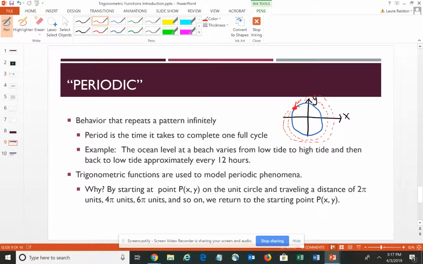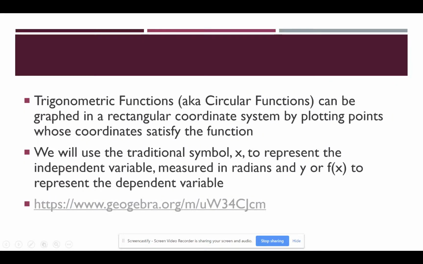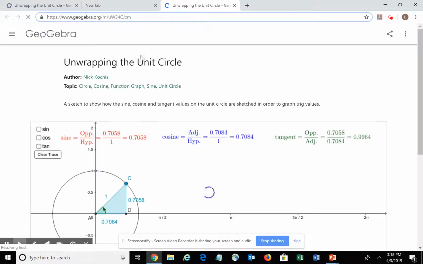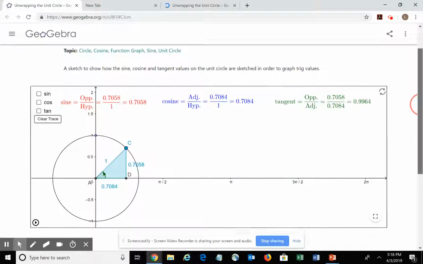So, in a sense, when we start thinking about graphs within the 2 dimensions of the coordinate plane, where we can actually graph trigonometric functions on our coordinate plane in 2 dimensions, we use the traditional symbol x. Actually, what we're doing is we're unwrapping that unit circle. So I have a neat little video here that I've inserted the link to that will actually show you that. It'll show us that idea of unwrapping the circle.